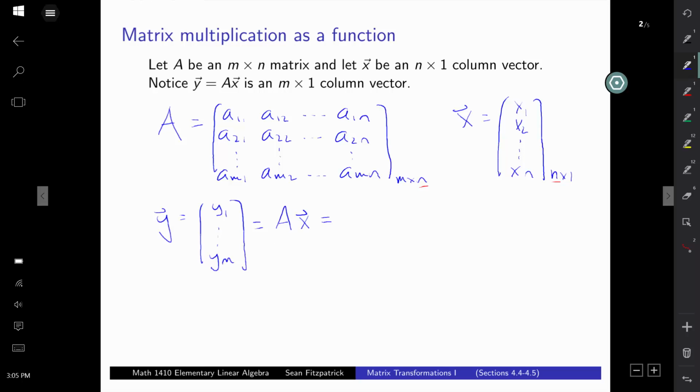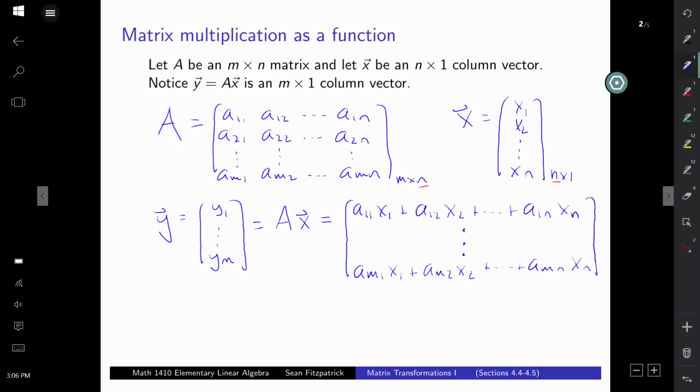So if I actually carry out that multiplication, I'm going to get a11 times x1 plus a12 times x2, and so on down to a1n times xn, and so on all the way down. That's the first entry, all the way down to the last entry, am1 times x1, am2 times x2, down to amn times xn, right?